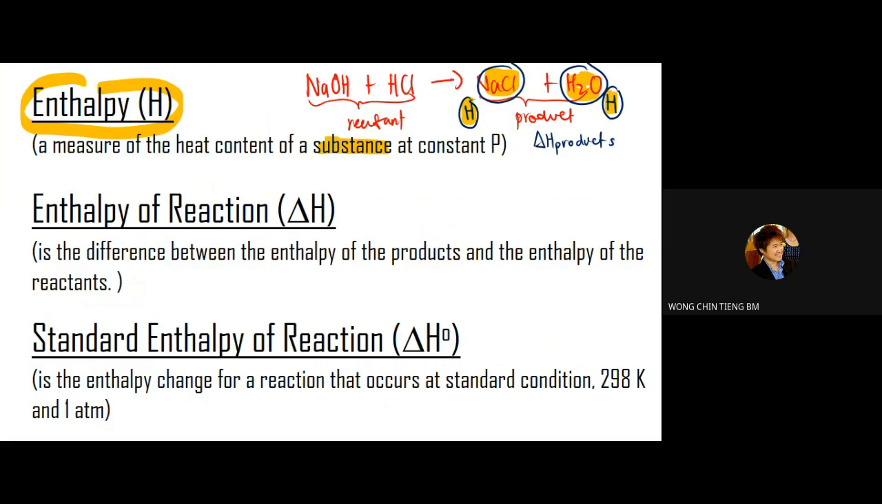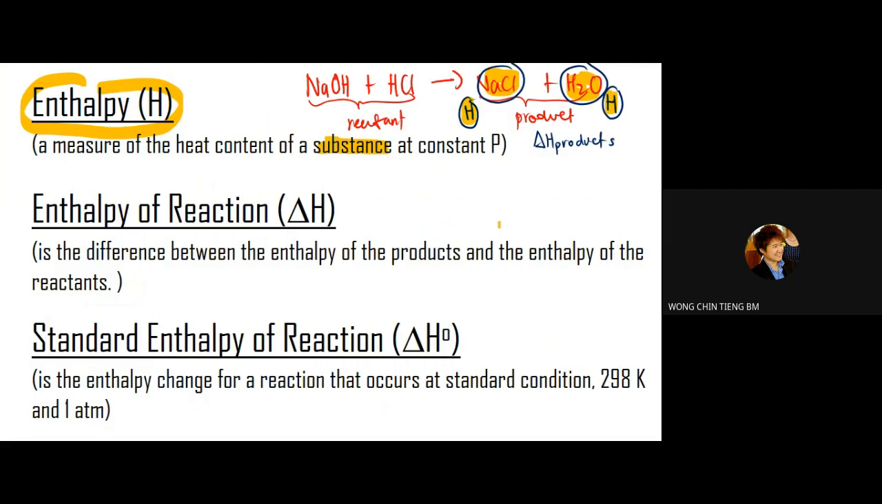Setiap compound yang kamu guna in chemistry will have their own specific energy. Water akan ada energy dia. NaCl akan ada energy dia. Supaya tak kisah dia jadi produk atau reactant nanti, we can add the energy up.